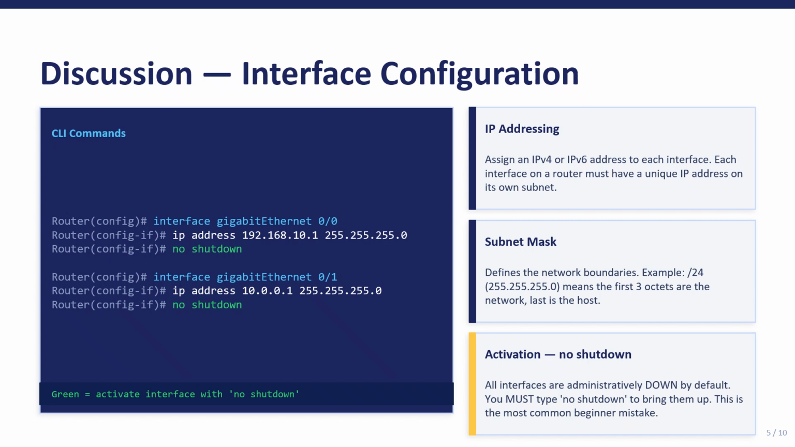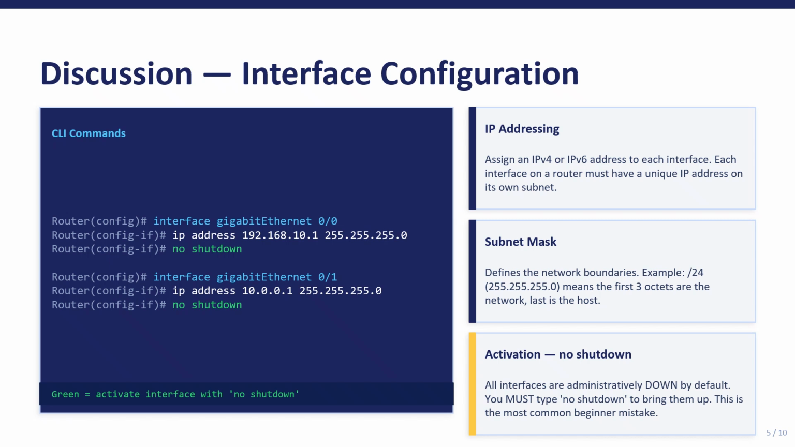Now we have an IP address. Assign an IPv4 or IPv6 address to each interface. Each interface on a router must have a unique IP address on its own subnet. We then assign an IP address and subnet mask to define which network the port belongs to.